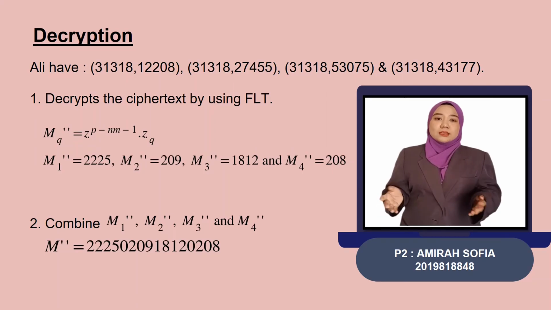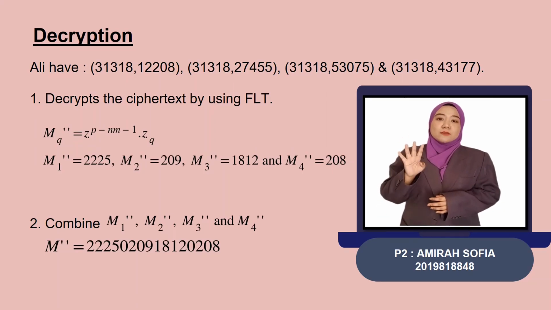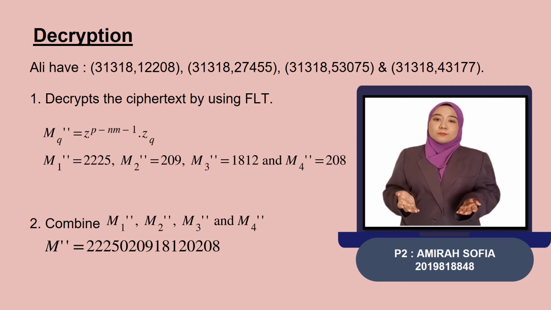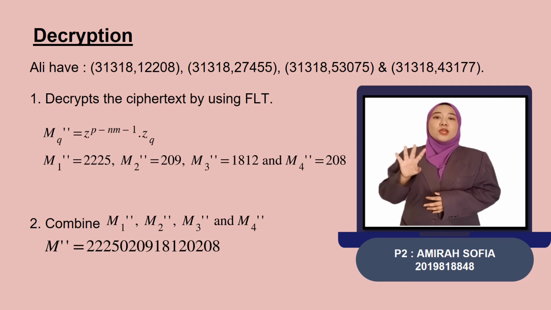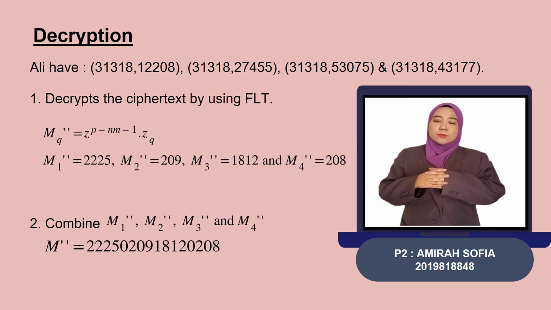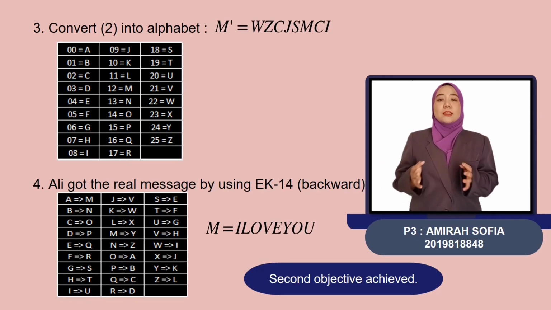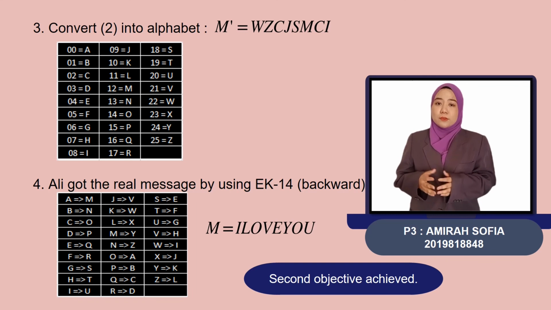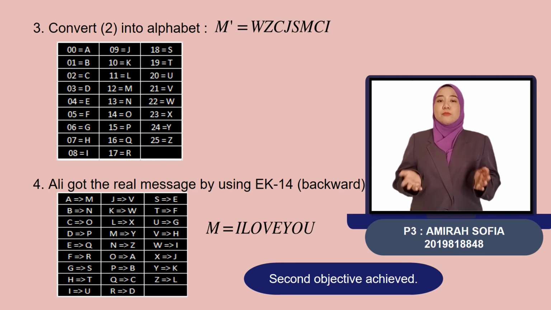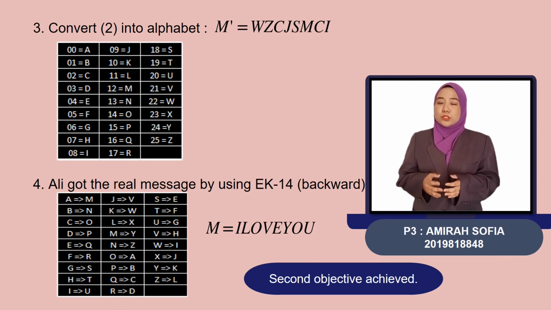For the result in decryption, Ali has 4 pairs of Z and ZQ sent from Bina to decrypt into 4 MQ double primes by using Fermat's Little theorem. Then Ali combines all MQ double primes into a large number, that is M prime. Ali then converts the big number into alphabets, which is still not the real message yet. To get the real message of Bina, Ali has to shift 14 letters backward. Therefore, the second objective is achieved.